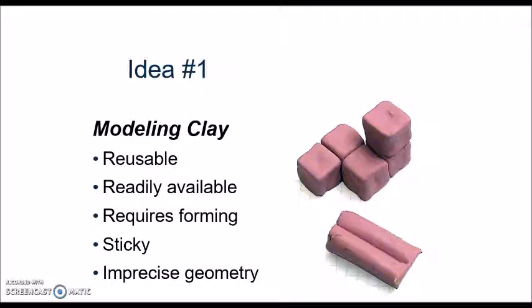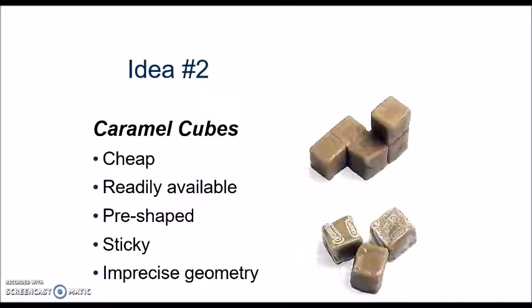So their first option is model and play. It's reusable, it's easy to get, it does not come in cubes, so they do have to make their own cubes. It will be sticky, so it'll stick to itself, but the cubes probably won't be very precise because the students are making it themselves. They could also use caramel cubes, which are cheap, easy to get, they're already cube-shaped, they're sticky so they'll stick to themselves, but their cubes aren't very cube-like, or they're not very precise.